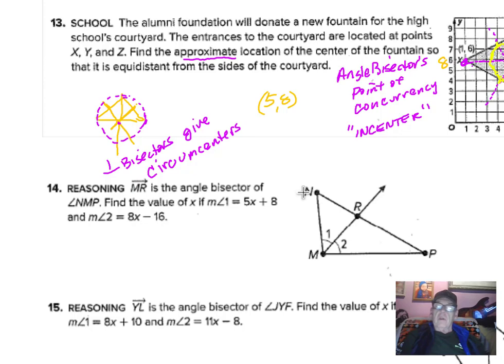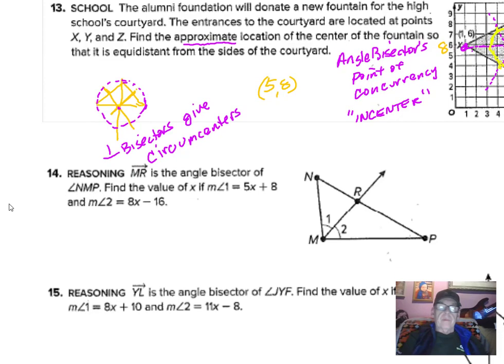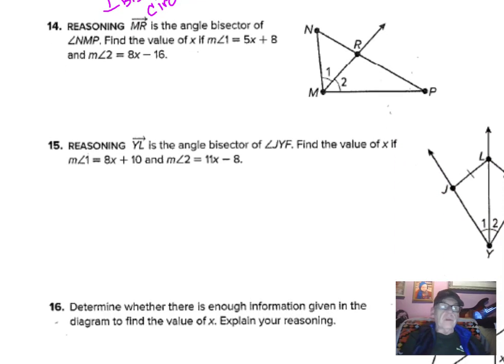Angle bisectors give incenters. Perpendicular bisectors, though, give circumcenters. So that's the point that's equidistant from each one of the vertices of the triangle. The angle bisector gives the point that's equidistant from the sides of the triangle. Okay, let's look at number 14.